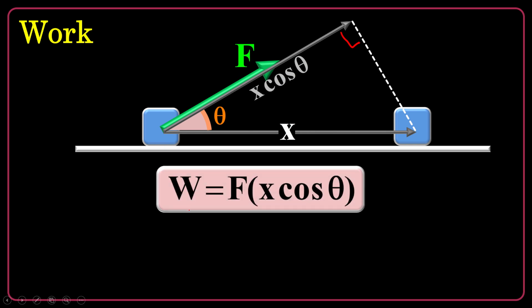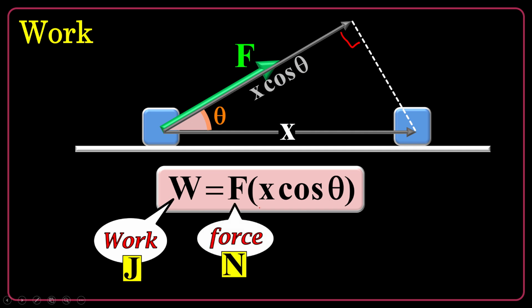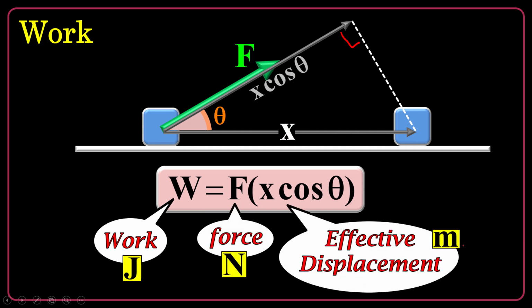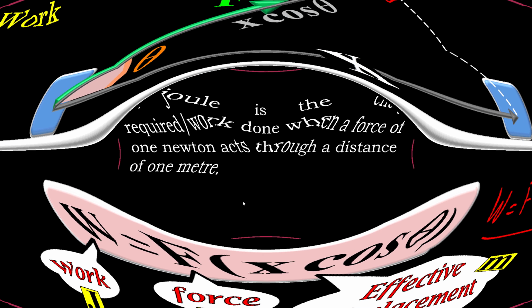So here again I can define the work as the force multiplied by the effective displacement. Again, work is measured in joules, force in Newtons, and effective displacement in meters. Both of them are accepted, it's up to you. In general, W is F x cosine of theta.